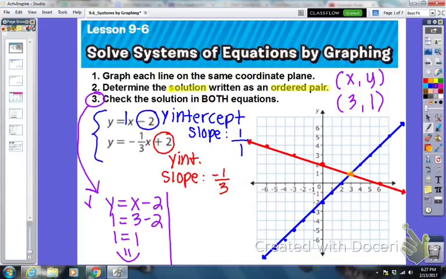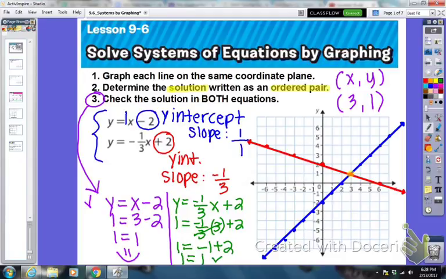If I look at equation 2, we started with y = -1/3 x + 2. Again, y in the ordered pair is 1, and x in the ordered pair was 3, so I'm going to solve the right side. 1 equals -1/3 of 3. These 3's cancel out. You're left with -1 plus 2, and that's +1, which equals +1. So it checks in both equations. One type of system is 2 intersecting lines that share 1 point in common, and that's your solution.